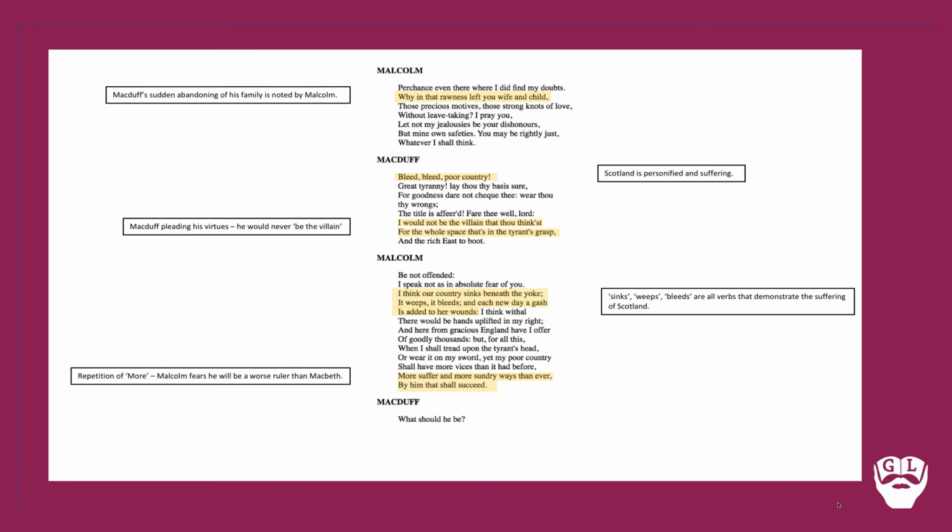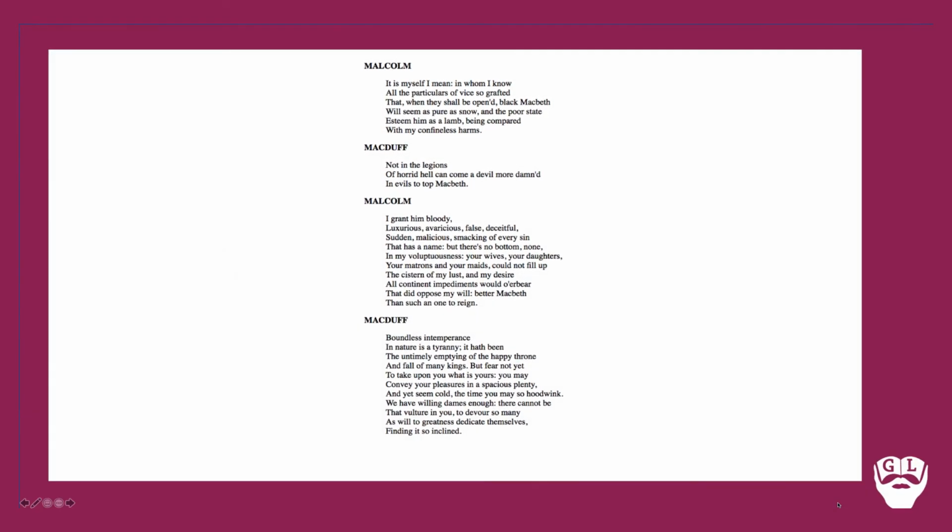Continuing forward in the scene, Malcolm then says that he has a number of different vices, bad character flaws. "It is in myself, I mean, in whom I know all the particulars of vice so grafted, Black Macbeth will seem pure as snow compared to Malcolm." Malcolm fears that he is a much worse person than Macbeth, and granted Macbeth is bad, he is far worse. Look at that contrast of black and snow there for the different colours of purity and impurity.